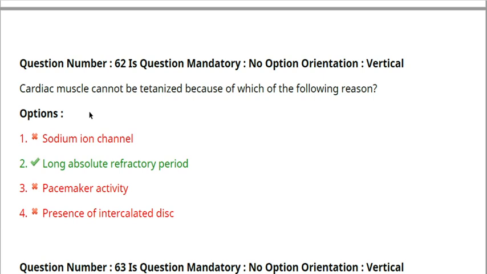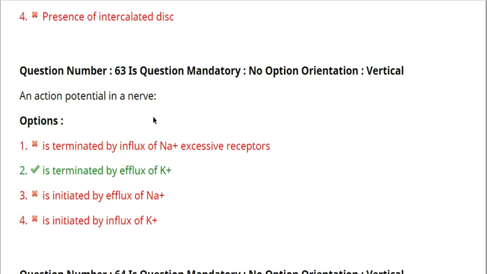Cardiac muscle cannot be tetanized because of which of the following reasons? Cardiac muscle means your heart muscle. This is the only muscle which has a long absolute refractory period. Because of the long absolute refractory period, it cannot easily be tetanized. Action potential in a nerve is terminated by an efflux of potassium ions.